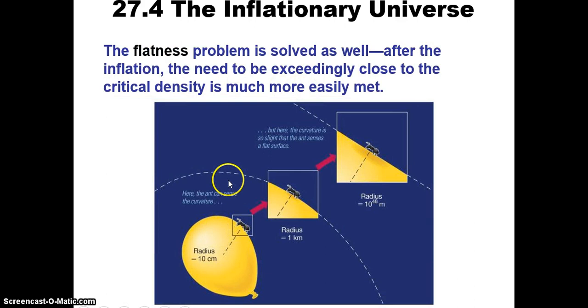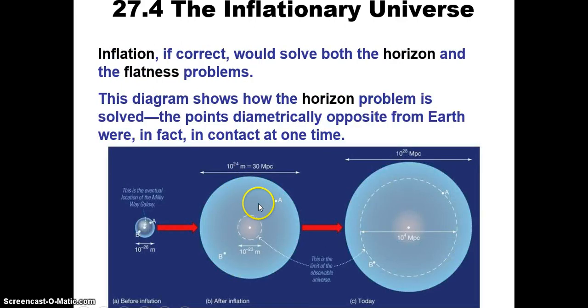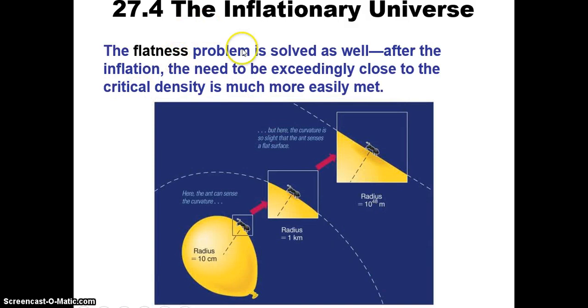All right, so they're showing you, let's see, this diagram shows how the horizon problem is solved. The points that are opposite from each other were in fact in contact with each other right before inflation. So this is when the universe is extremely small, they were in contact. So that's that problem.